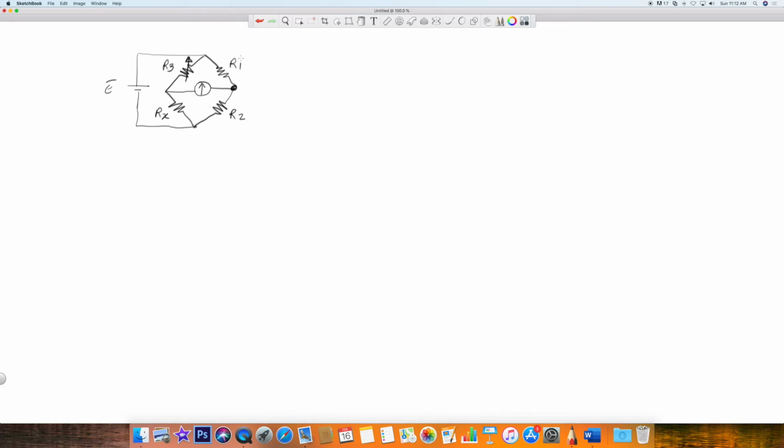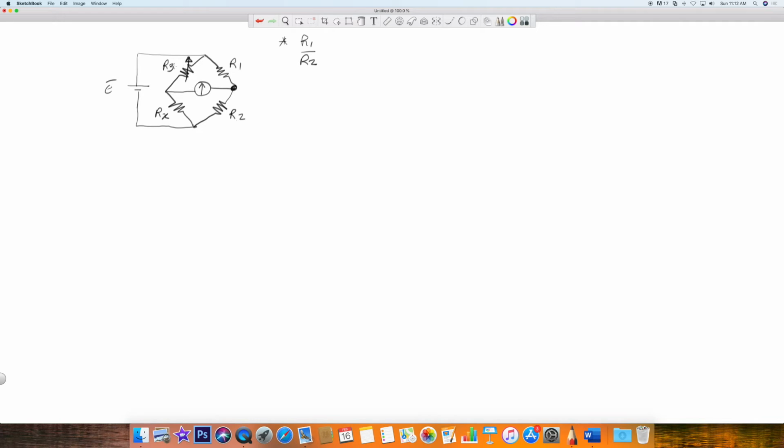You need to know first what the values of R1 and R2 are. What you want out of this is a ratio of R1 over R2. Let me just write it up here: R1 over R2 as a ratio. We'll get to see what it means.